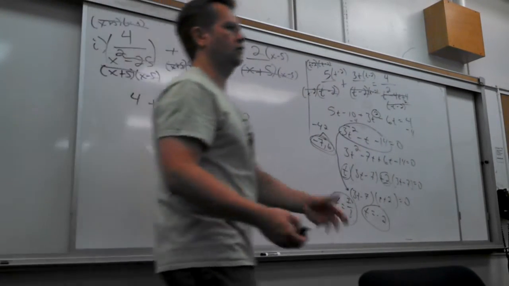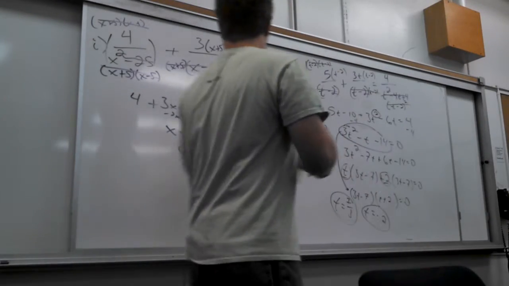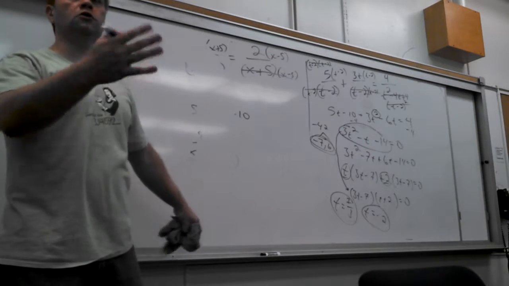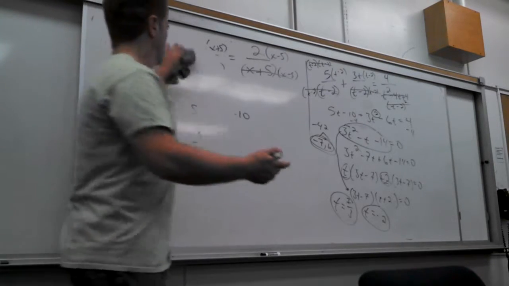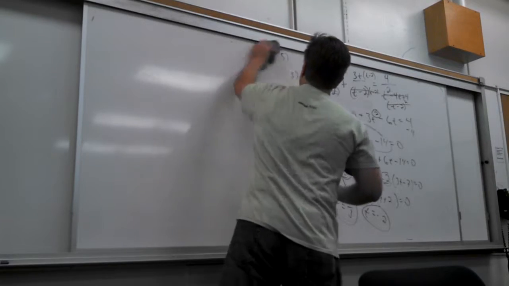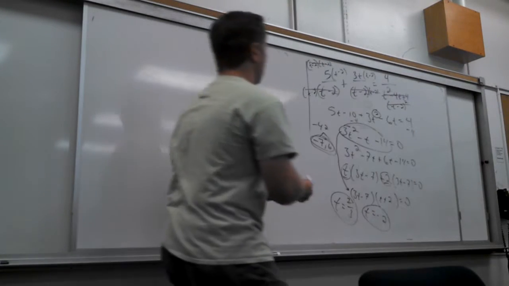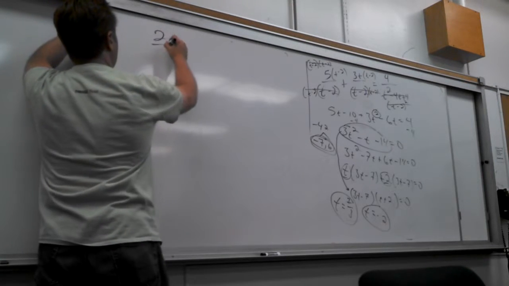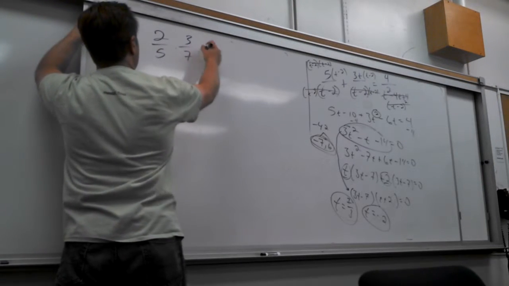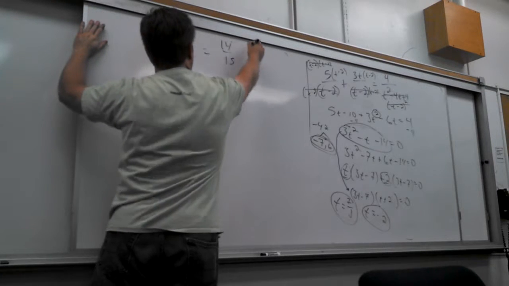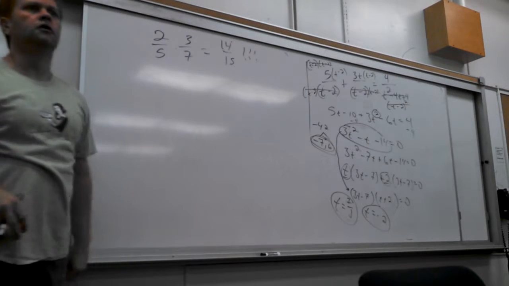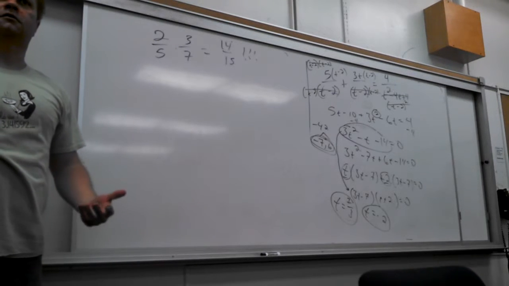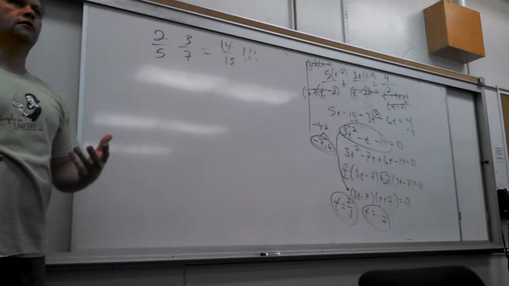So what about cross multiplication? Let me show you where cross multiplication comes from, and where it gets you in trouble. The minute students learn about cross multiplication, they want to do it everywhere. For example, I give them 2 fifths times 3 sevenths, and they tell me the answer is 14 over 15. Where'd that come from? Don't do that. That doesn't make any sense.